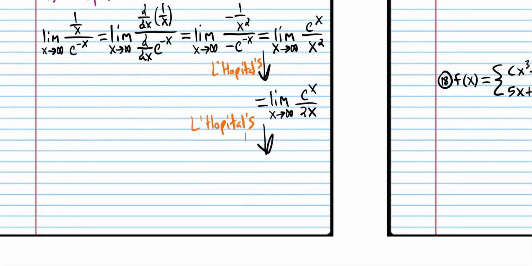And find the derivative. Again, we have infinity over infinity. So then we get the limit of e to the x over 2 as x approaches infinity. And you can see that the numerator is just going to get bigger and bigger and bigger, and the denominator is not going to change at all. So we have positive infinity, or we can say the limit does not exist.